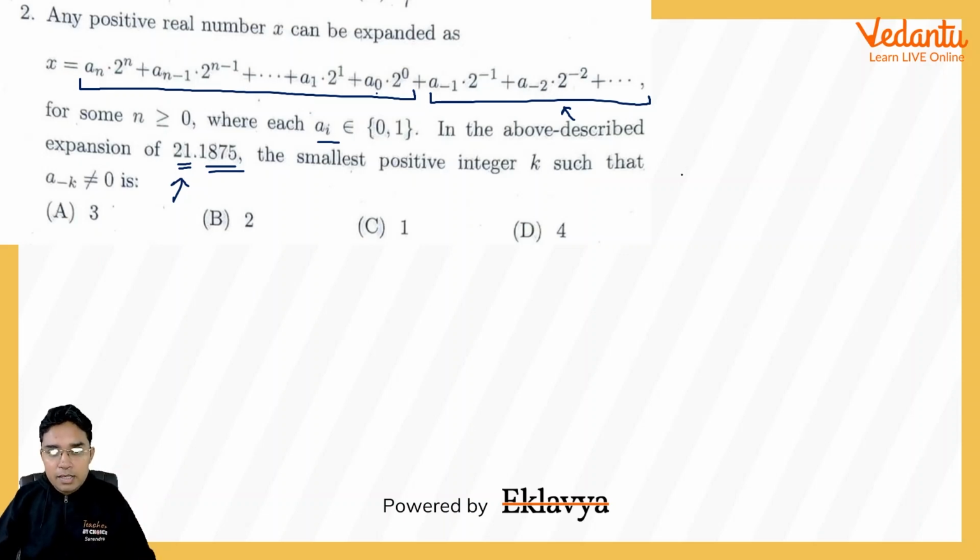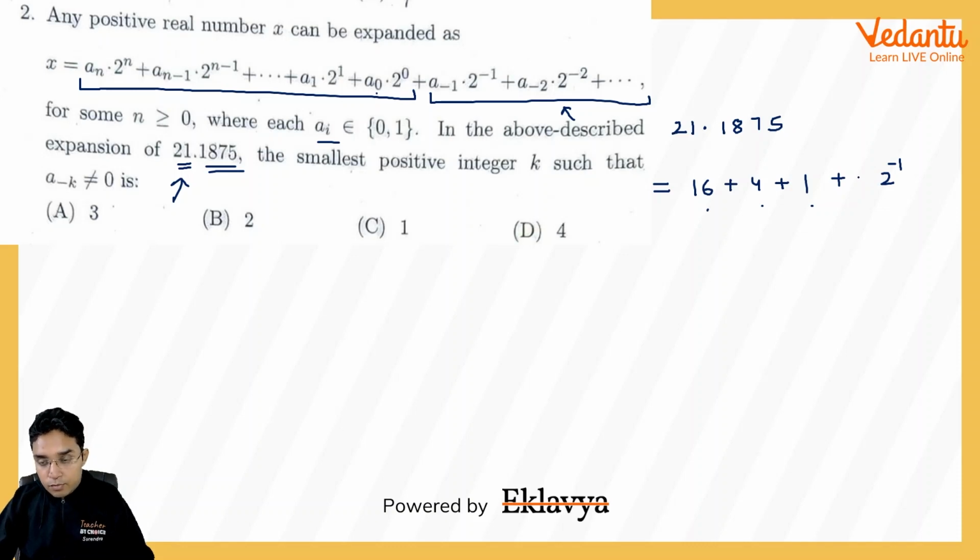I'll tell you another aspect of this question also. So I am writing it completely. If 21.1875 is to be written, I think we can write 21 as 16 plus 4 plus 1, which is 2 power 4, 2 power 2 and 2 power 0. And after that, we will be writing negative powers of 2. You cannot write 2 power minus 1 here because that is 0.5, which will be more than that. So if you want to write that, its coefficient should be 0. So 0 into 2 power minus 1.